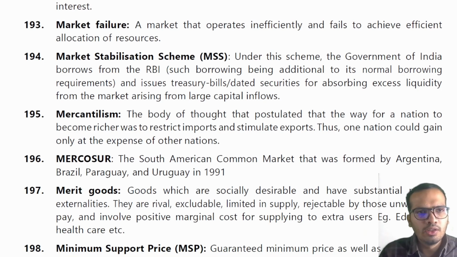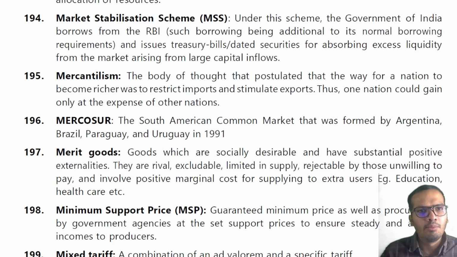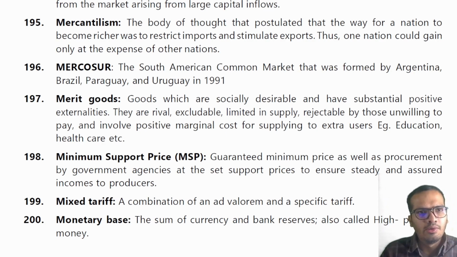Then we have number 193, market failure. So it's a market that operates inefficiently and fails to achieve efficient allocation of resources. Then we have number 194, market stabilization scheme, MSS. So under this scheme, the government of India borrows from the RBI, such borrowing being additional to its normal borrowing requirement, and issues treasury bills and dated securities for absorbing excess liquidity from the market arising from large capital inflow, meaning money coming into India. Then we have number 195, mercantilism.